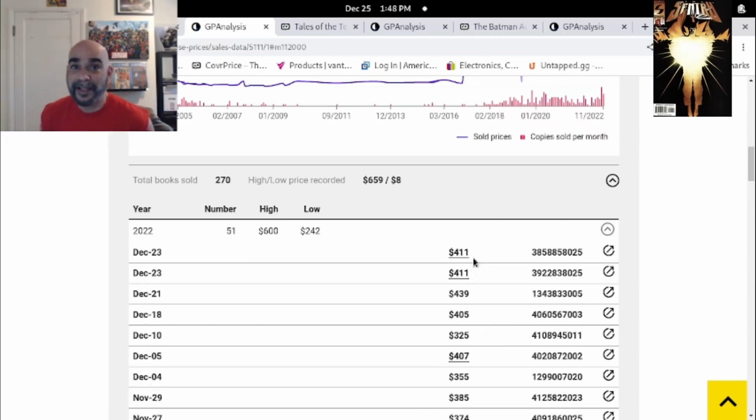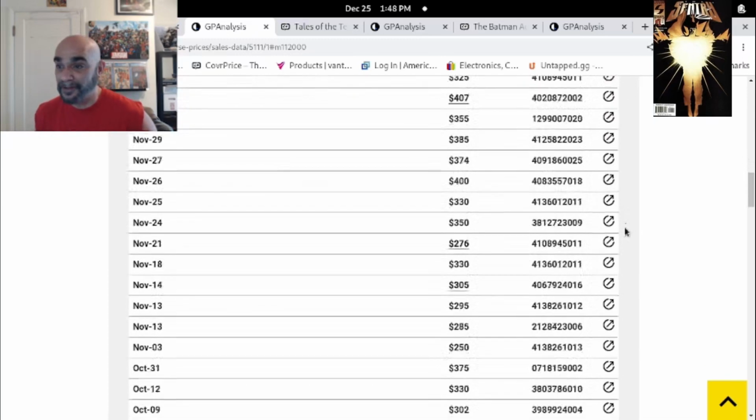Now, once again, this is one of those books where if you're looking to make a quick flip, I would say get the raw book. If you can find a really, really high-grade raw book, and take the gamble, get it slabbed. If it comes back a 9.8, you hit gold.